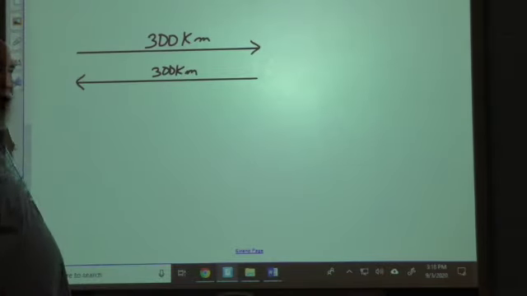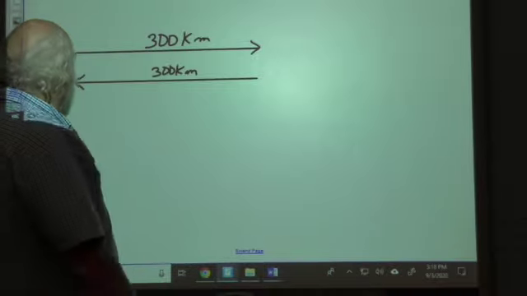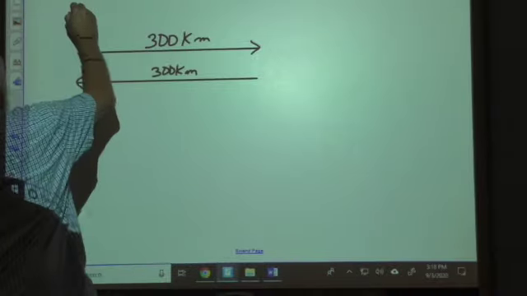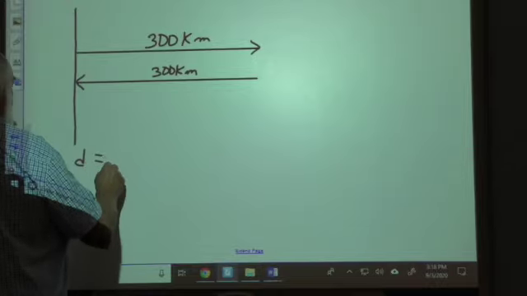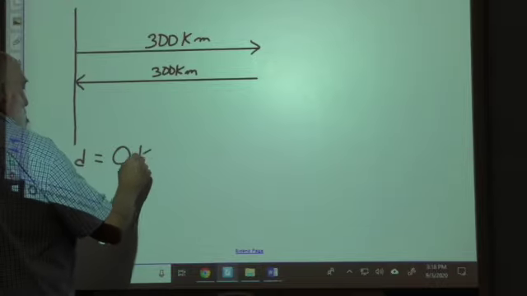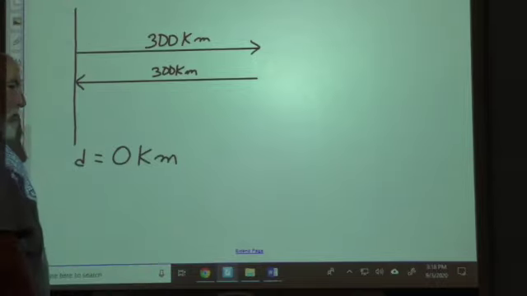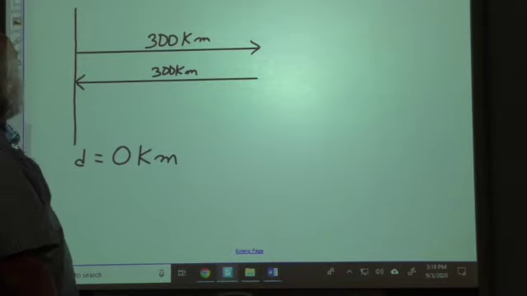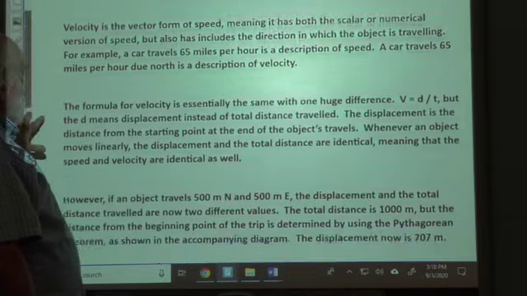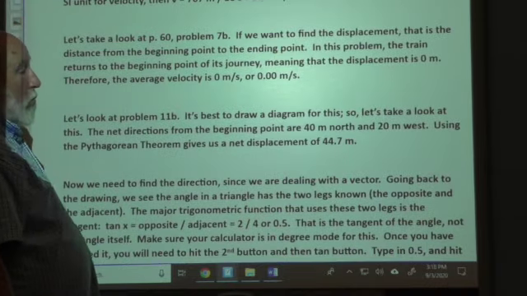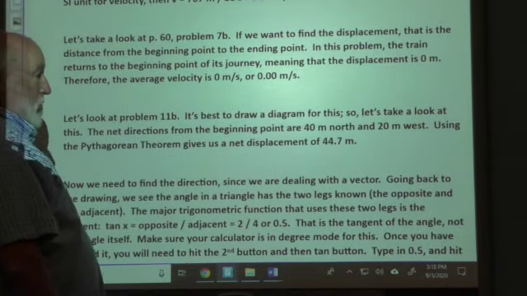Where has it ended up? At the very beginning. So what is this displacement? 0 kilometers. So what's its velocity? Yeah, 0 meters per second.